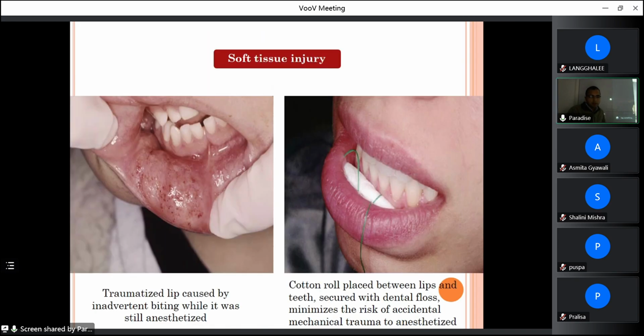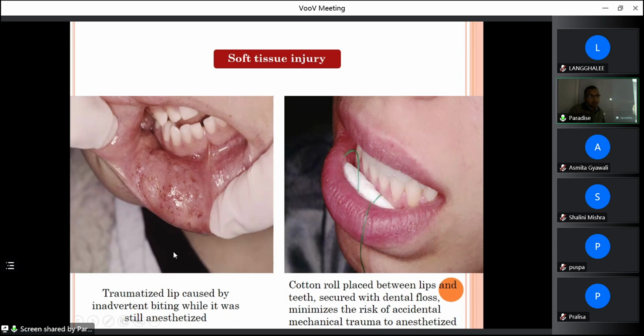Next complication is soft tissue injury, especially in pediatric tissue. What will happen if you extract the teeth and give the inferior nerve block or infiltration? The lips are anesthetized, and the pediatric patient will bite the lip, which will lead to soft tissue trauma. This is the traumatized lip caused by inadvertent biting while it was still anesthetized.